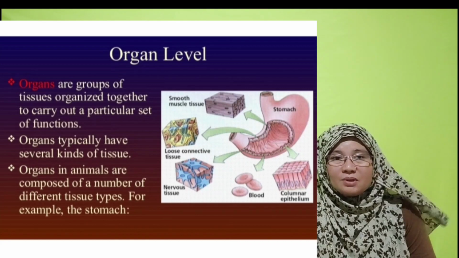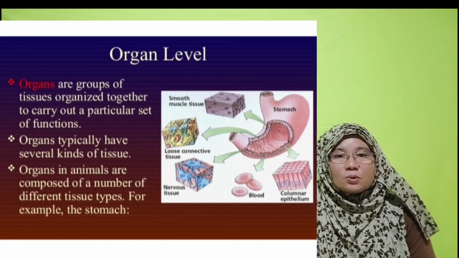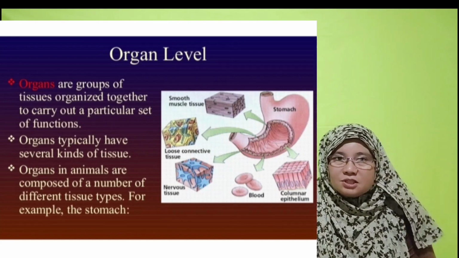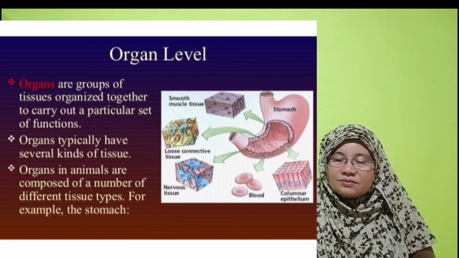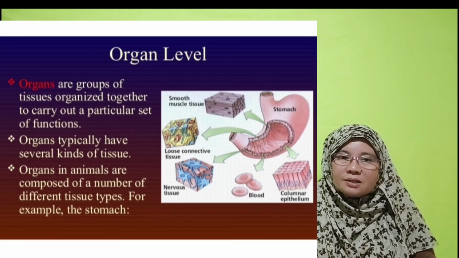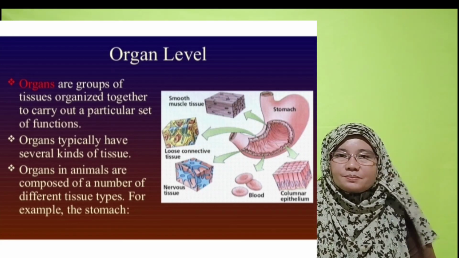So for example, you have here the stomach. It is composed of smooth muscle tissue, loose connective tissue. We have the nervous tissue, the blood, and the columnar epithelium.